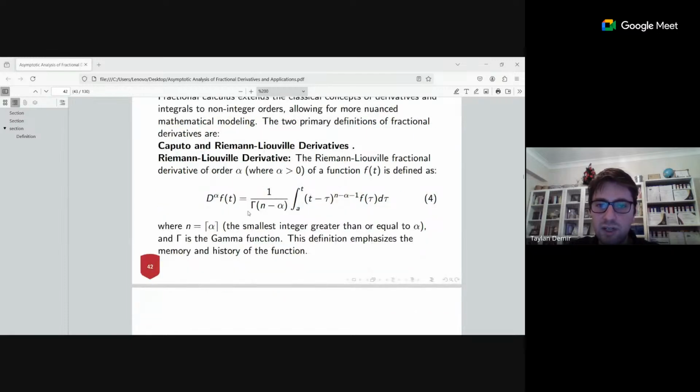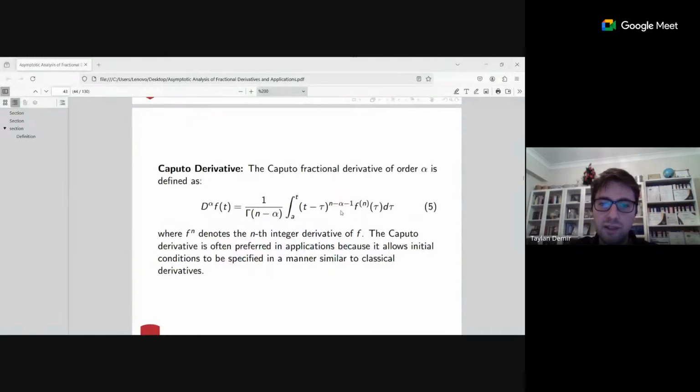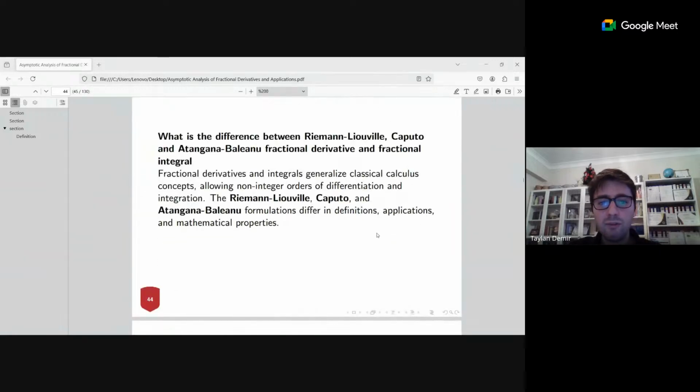And this is the Riemann-Liouville fractional derivative. Alpha is greater than 0, a non-integer order, and f(t) is a continuous and differentiable function, where n is equal to the ceiling of alpha, the smallest integer greater than or equal to alpha. Gamma is the gamma function. This definition is about the Riemann-Liouville derivative. And the Caputo derivative is here, and f to the power n denotes the integer derivative of f. The Caputo derivative is often preferred in applications because it allows initial conditions to be specified in a manner similar to classical derivatives.